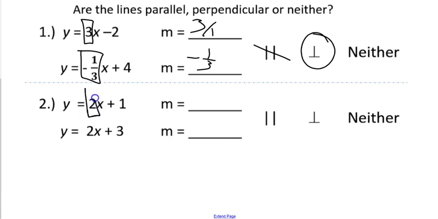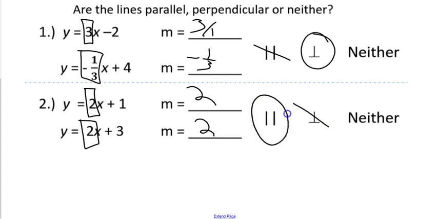Okay, let's find our M. 2 and 2. Well, they're not opposite, so they can't be perpendicular. And since they're exactly the same, they're parallel. They have the same slope.